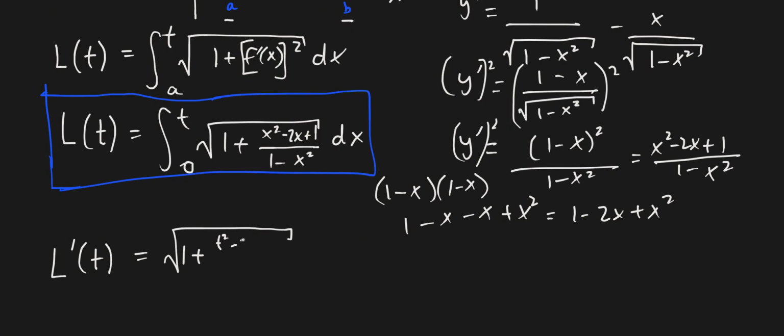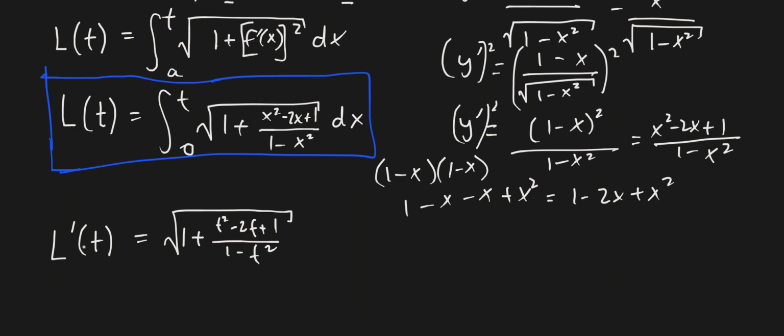T squared minus 2t plus 1 all over 1 minus t squared. And then this is going to be your derivative. So if someone wanted to find the slope at 5 of the arc length function, we just plug in 5. This is another thing I just wanted to point out here.